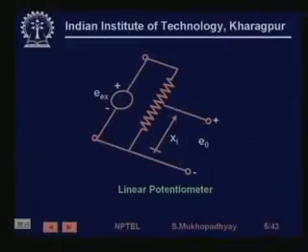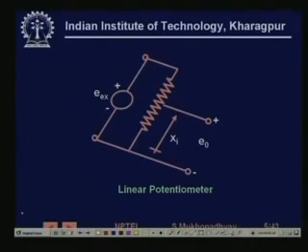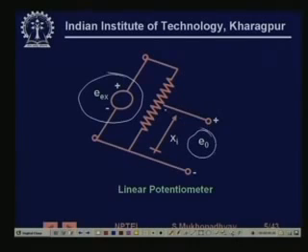This is a typical configuration for the linear motion case. So, as you can see, this is the exciting voltage. It can be DC or it can be AC also, and this is the output voltage.